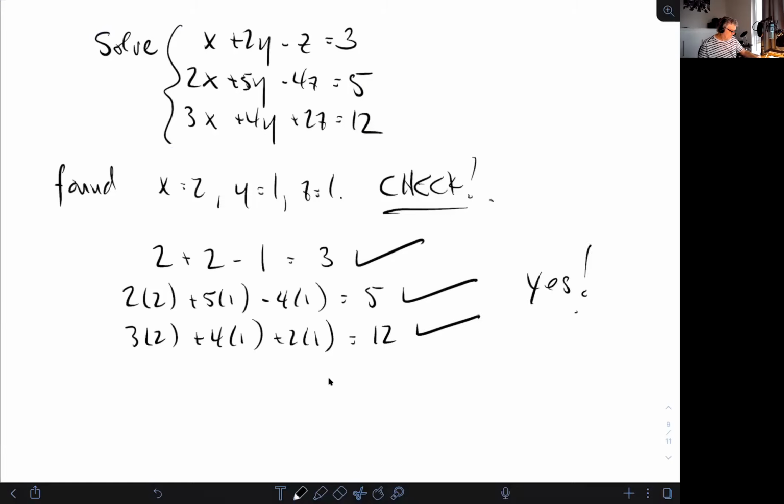And if it doesn't work, then you know you have to do it again. So it's easy to check, right? If you have time to do it, it pays off to do it, right?